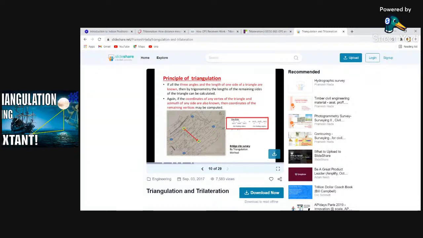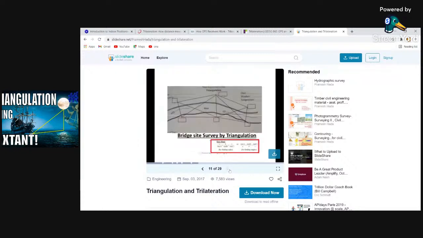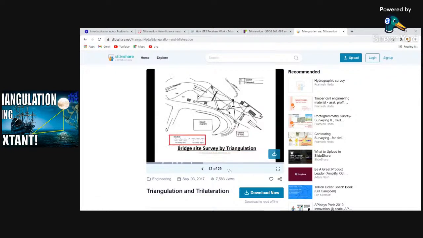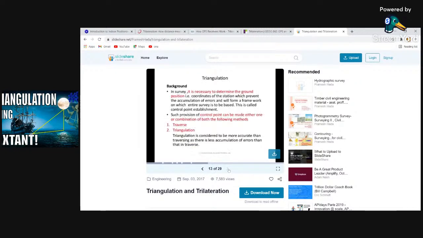So when using a sextant, we have to calculate the distance. We don't know the distance. That's what trilateration relies on: knowing a distance, already having the distance, and then calculating the angles. It's the opposite for triangulation. Triangulation knows the angles and then calculates the distances. Totally opposite. Some examples of surveying.